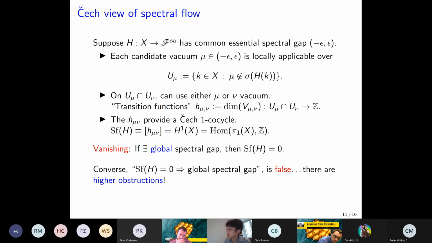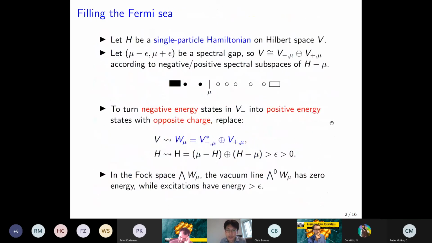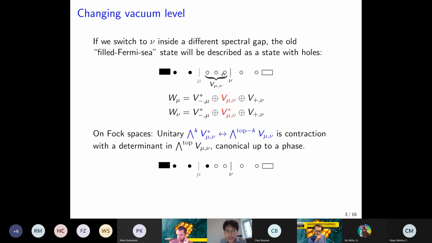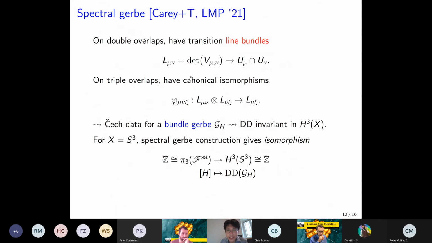Actually, this is false, and this is where the gerbe comes in. Remember that earlier in my talk I discussed how to transition between two different vacuum levels, between which lie a finite number of energy states. The transition is not just the counting of the number of states that lie between. It actually depends on the choice of the determinant. So what you have is a determinant line bundle on the double overlaps. So you have a transition line bundle between different choices of vacuums.